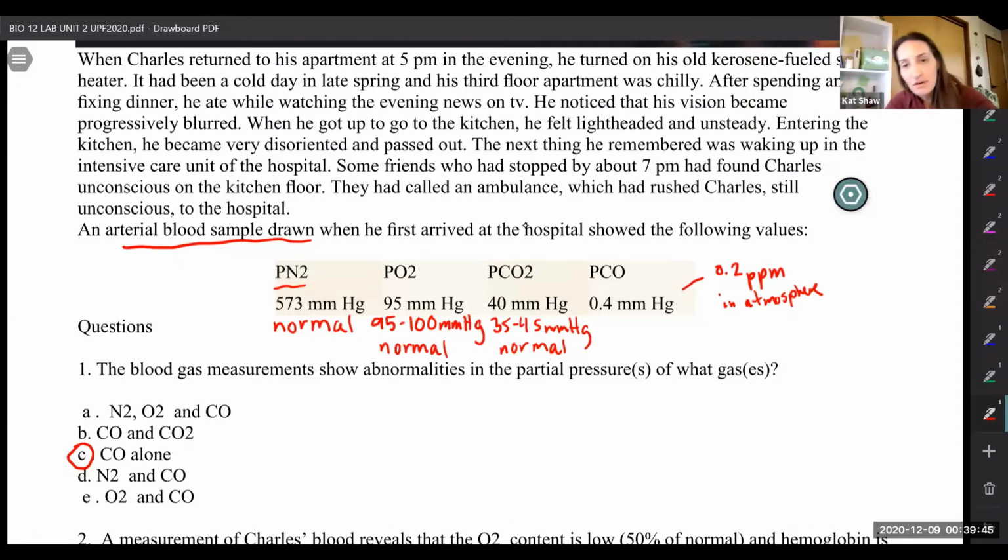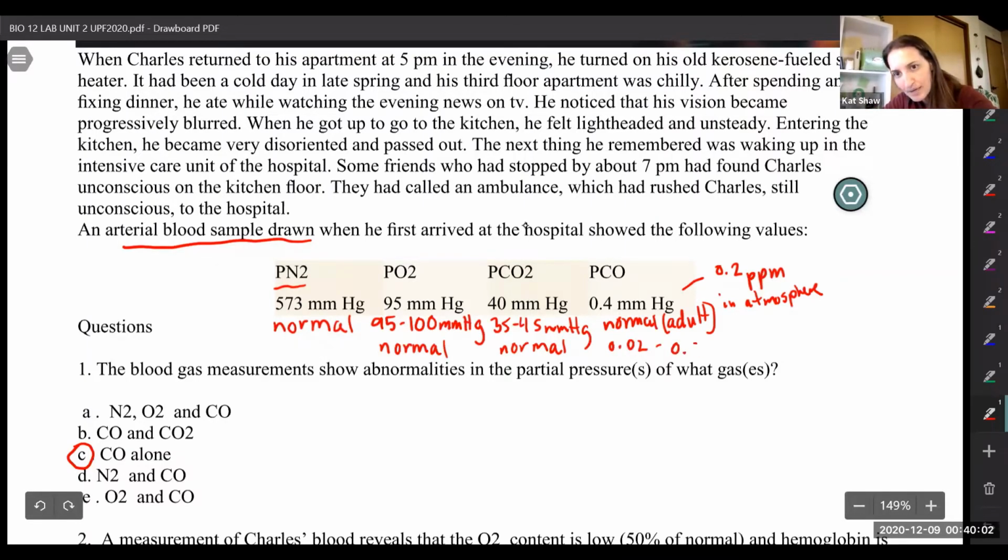So normal adult levels, just so we have something to compare it to, to determine how high this partial pressure for CO is for Charles. Normal would be 0.02 to 0.04 millimeters of mercury, which would reflect a very small concentration within the plasma. And this is comparatively many times higher, 0.4 millimeters of mercury. It's a much larger concentration, reflected in that partial pressure.